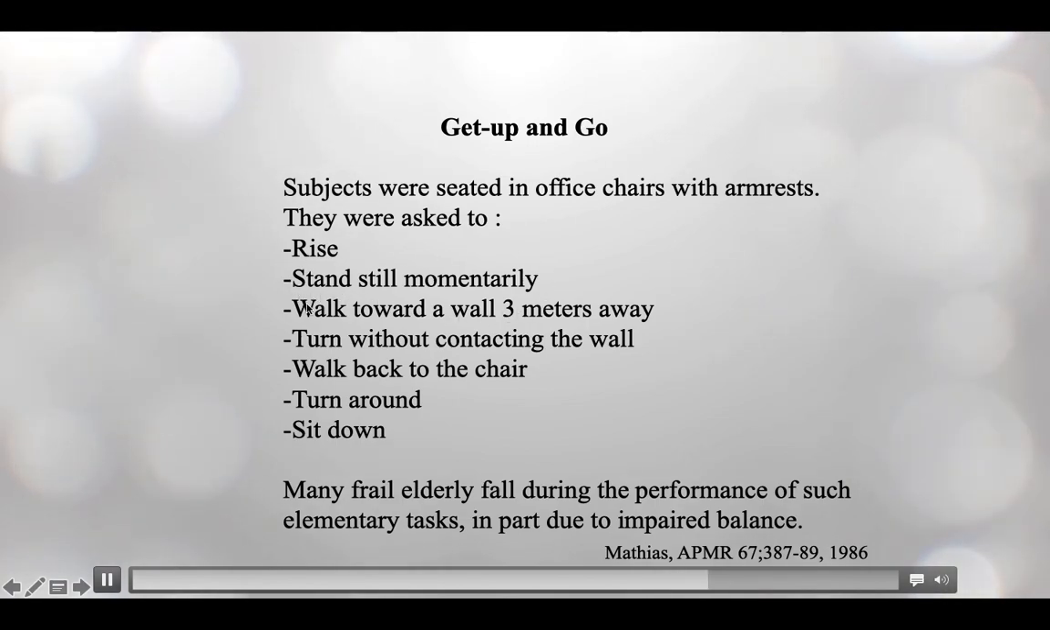Third component, walk towards the wall 3 meters away. Turn without contacting the wall. This is very important. That means for turning your body back, you are not taking the support of the wall at all. Walk back to the chair, again covering the 3 meters distance. Turn around, again turn around and then sit down on the chair.